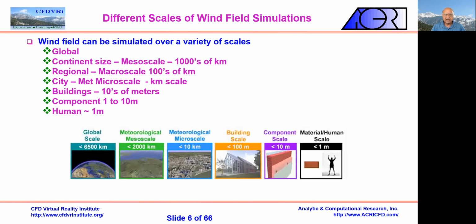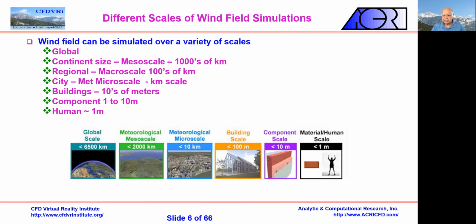Now, let's look at the wind field. The wind field can be looked at on many different scales. This is one of those multi-disparate scale problems. There's the global scale. For example, the jet stream moves at the global scale, so if you want to predict that, you need a model that goes around.